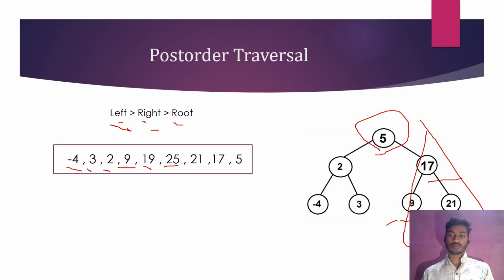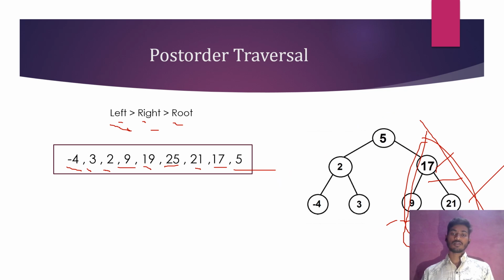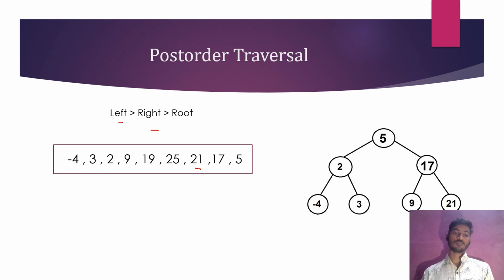Next visit the root node 21. 21 is added to the post-order traversal. Next the root node 17 is also added to the post-order traversal. In this way we have completed the left subtree and right subtree. Now visit the root node 5. 5 is also added to the post-order traversal. We have seen clearly the tree traversal techniques for the same binary search tree.